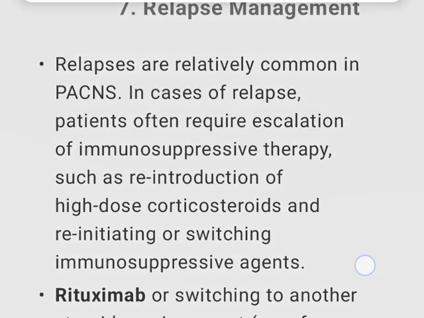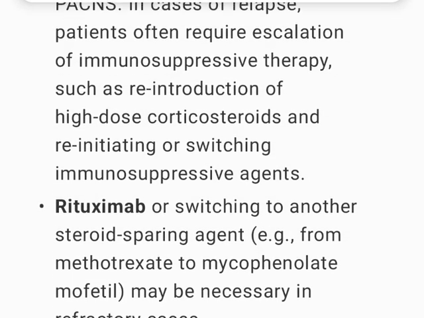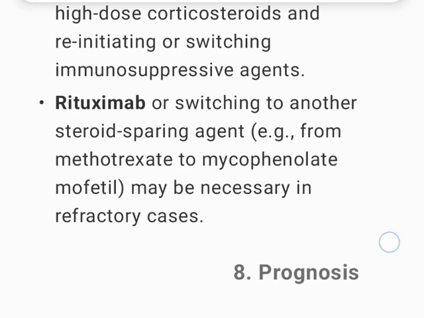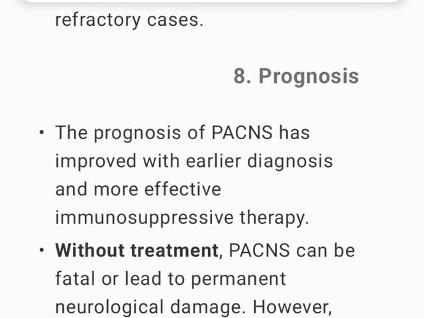7. Relapse management. Relapses are relatively common in PACNS. In cases of relapse, patients often require escalation of immunosuppressive therapy, such as reintroduction of high-dose corticosteroids and reinitiating or switching immunosuppressive agents. Rituximab, or switching to another steroid-sparing agent, e.g., from methotrexate to mycophenolate mofetil, may be necessary in refractory cases.